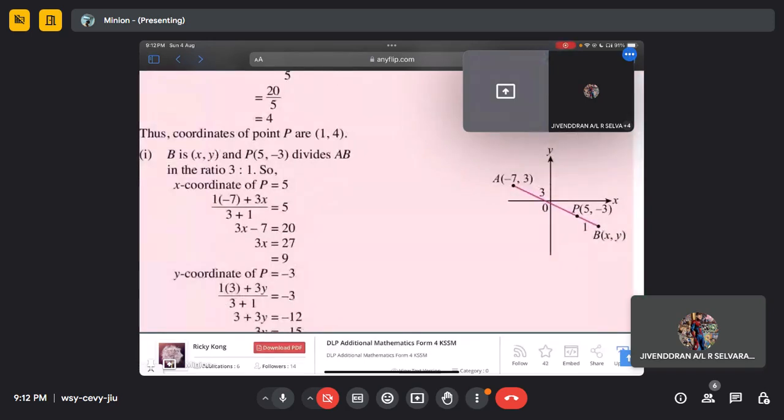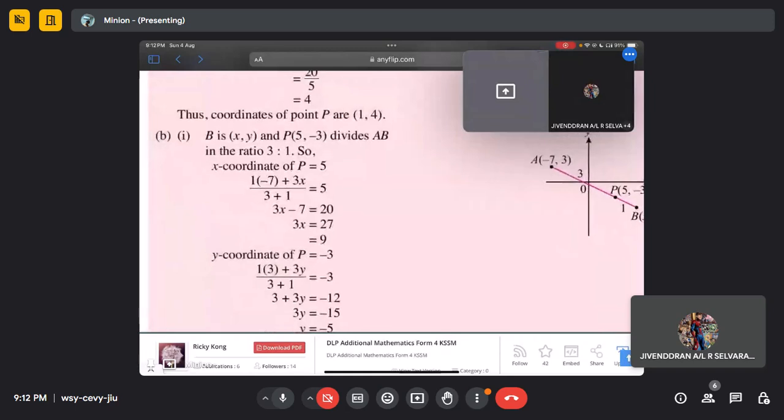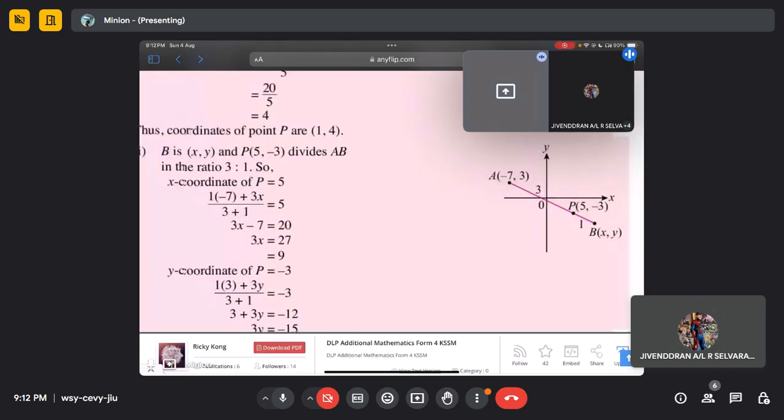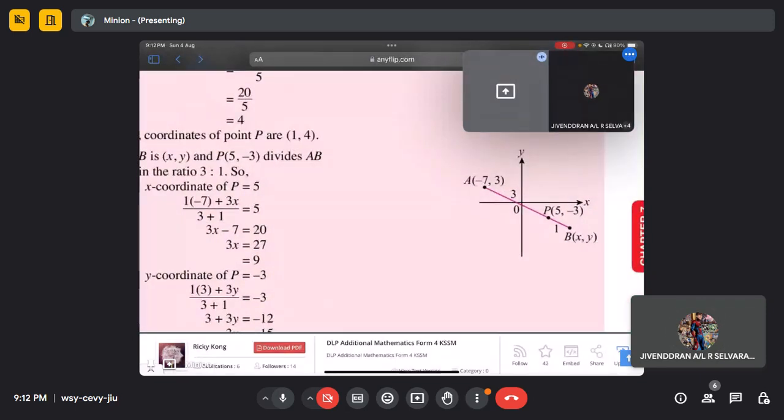3x minus 7. How do you get that? You solve it. 1 times -7 is -7, 3x. Simple. 3 plus 1 is 4. 4 you bring this side. 4 times 5, 20. Then 3x equivalent to 20 plus 7. Bring the 7 this side, will turn into 27. 27 divided by 3 is 9. So the x coordinate is 9.